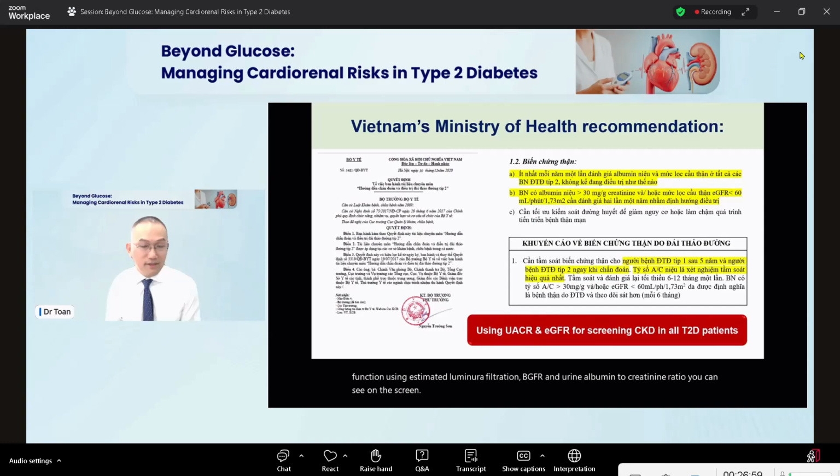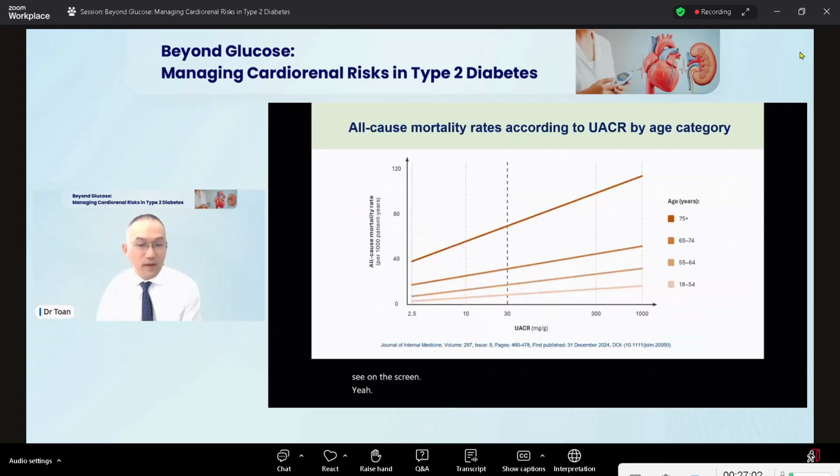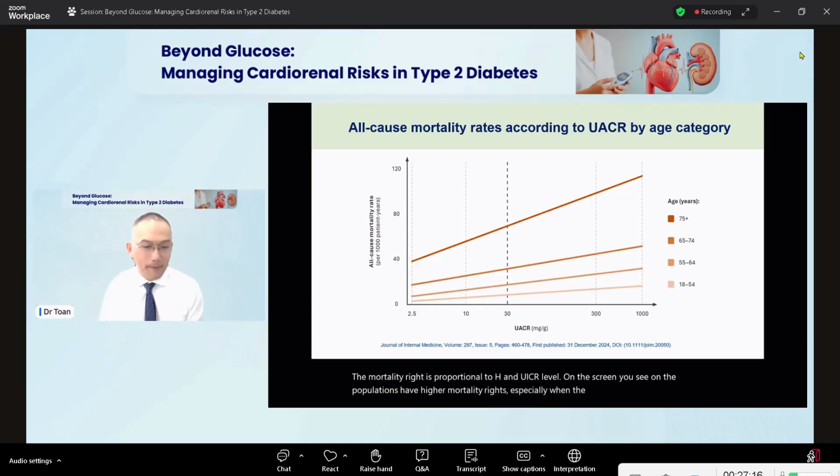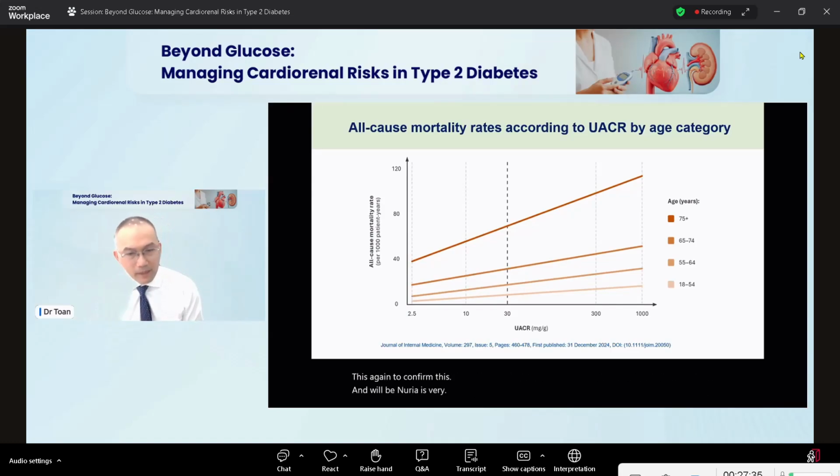The mortality rate is proportional to age and UACR level. On the screen, you see the populations have higher mortality rates, especially when the UACR levels are elevated. This means that risk of mortality depends not only on eGFR levels, but also on UACR levels. This again confirms that albuminuria is very big information for our practitioner.